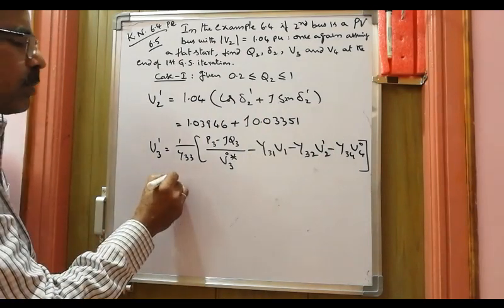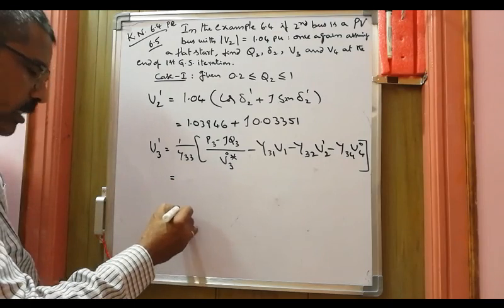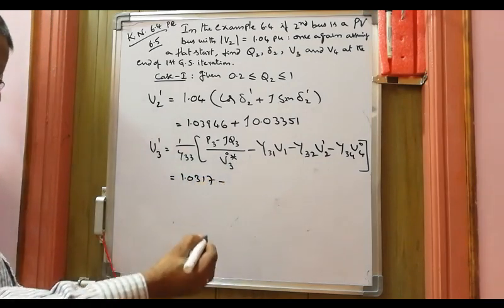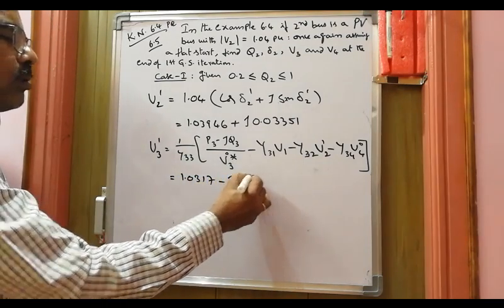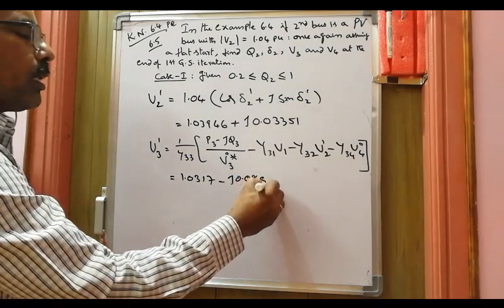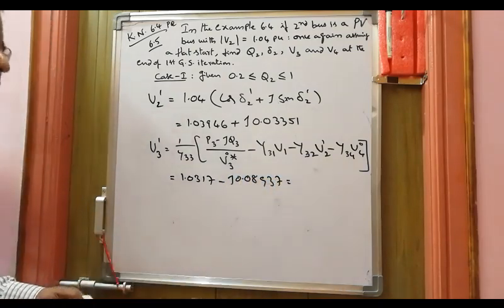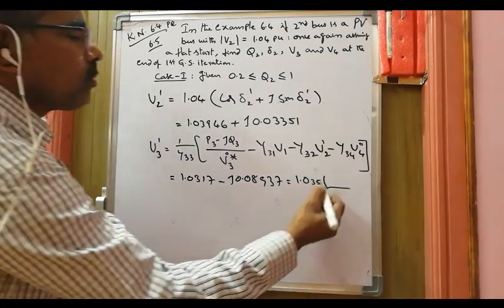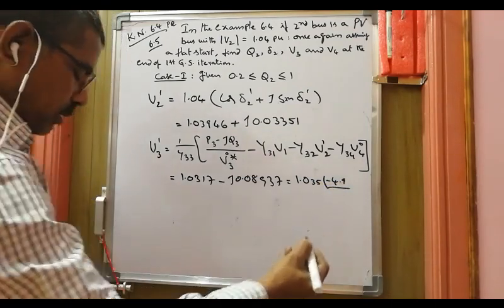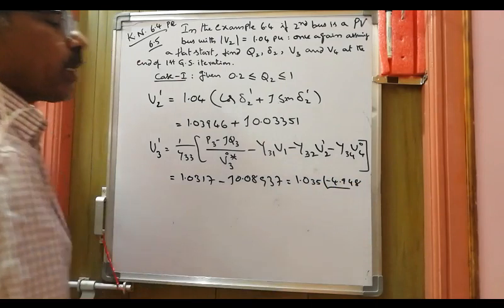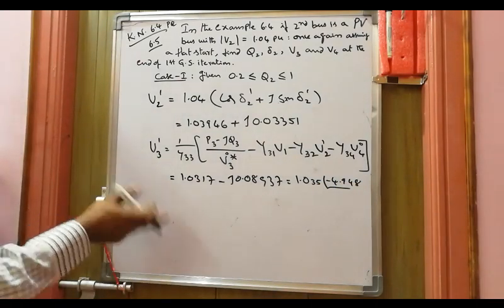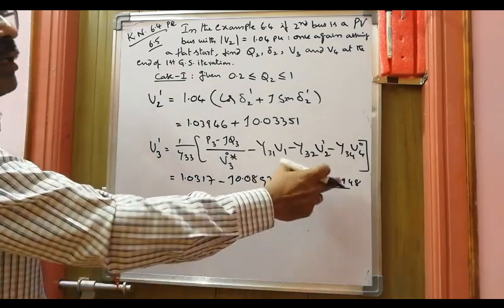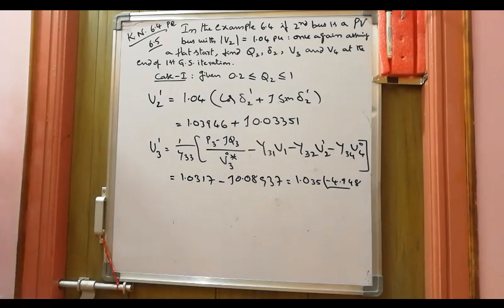Okay. So upon simplification, you will be getting this as 1.0317 minus j 0.08937, which is 1.035 angle minus 4.948 per units. So at the end of the first iteration, V3 1 is 1.035 angle minus 4.948 per units.